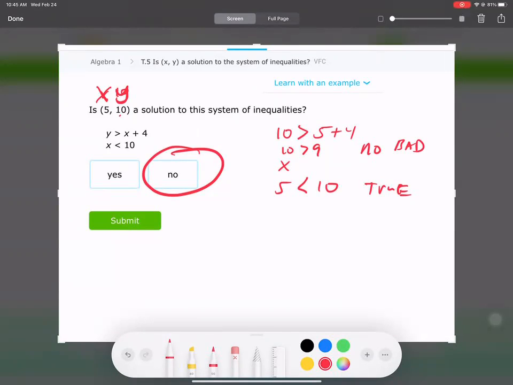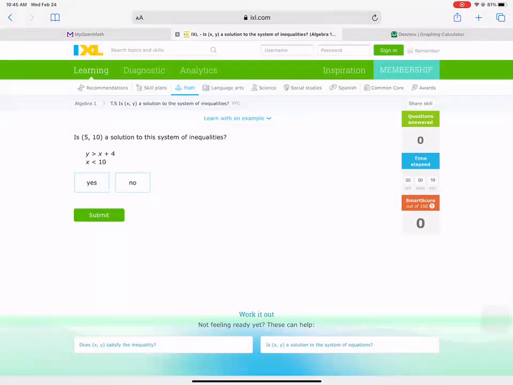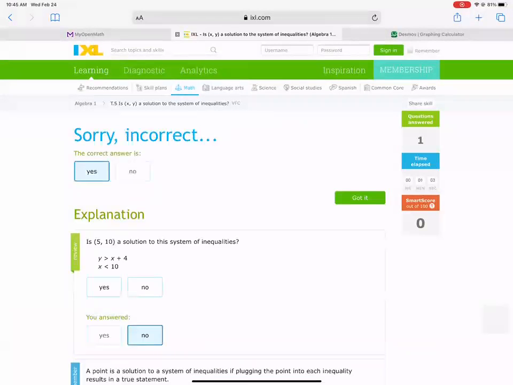Okay, so what we're doing, you're just going to plug it in and see what it looks like. Easy peasy. We said no. Wait, what? Oh, oops, I drew it wrong. Uh-oh. Whoops. Oh my goodness. Did I misread that?